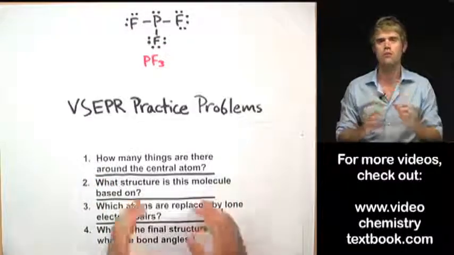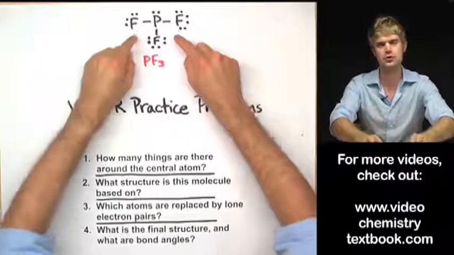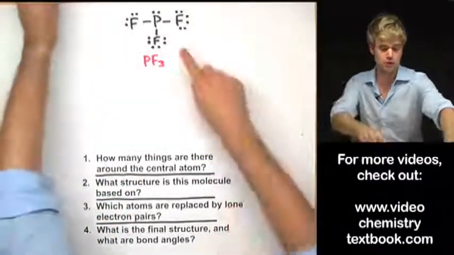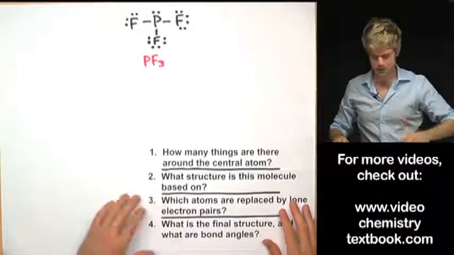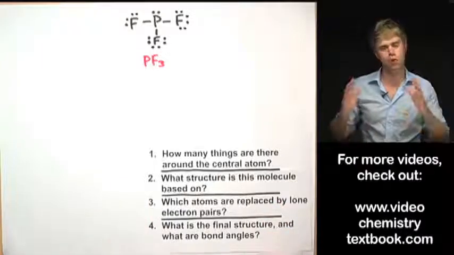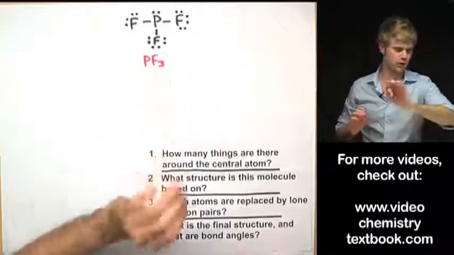We're going to do a whole bunch of practice problems so you'll get super good at looking at a Lewis structure like this and figuring out what its three-dimensional VSEPR shape would be. We'll start out right away with PF3. I've got on this paper these 4 questions, and this is the thought process that you want to go through every time you figure out the VSEPR structure for one of these shapes.